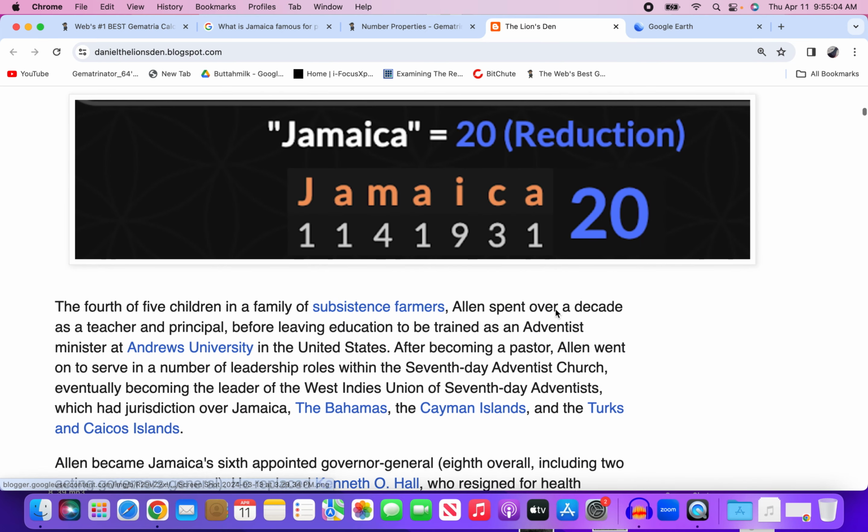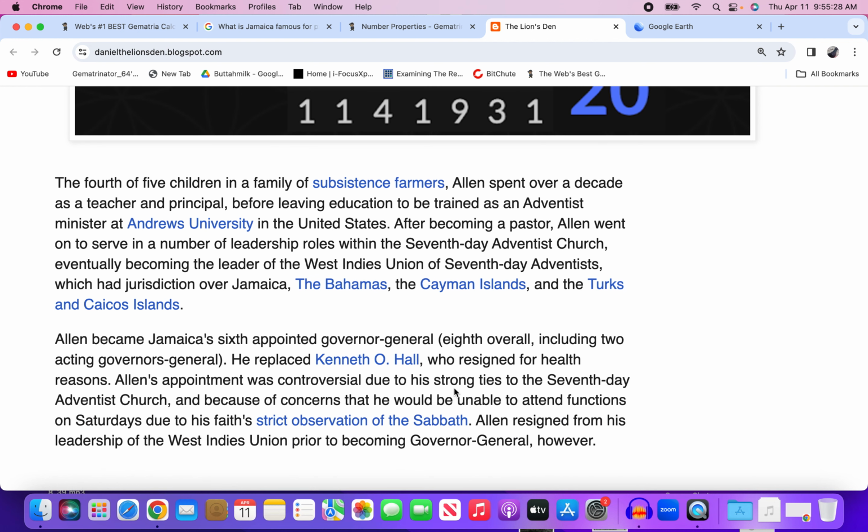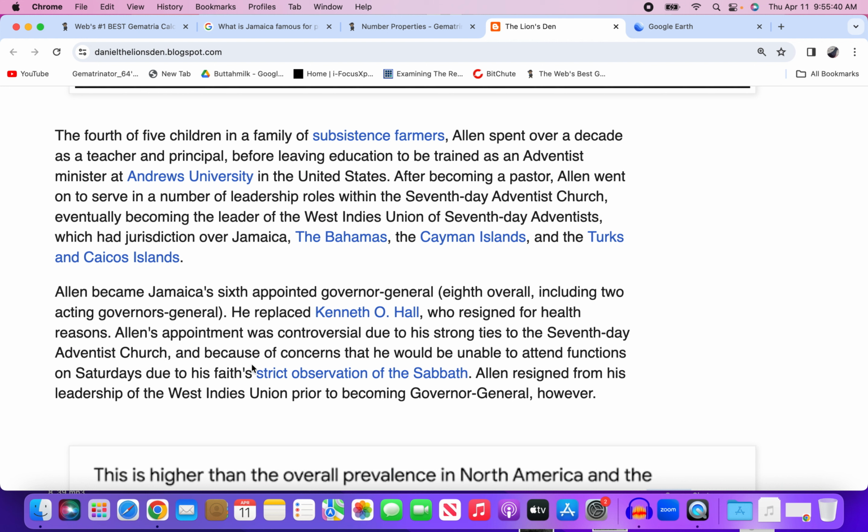So very interesting. The fourth of 5 children, from a family of subsistence farmers, Allen spent over a decade as a teacher and principal before leaving education to be trained as an Adventist minister at Andrews University in the United States. So he became a pastor, and he took a leadership role in the Seventh-day Adventist Church. He became Jamaica's 6th appointed Governor General, 8th overall, including 2 acting Governor Generals. He replaced Kenneth Hall. And there was some concern that he wouldn't be able to serve because he was a Seventh-day Adventist, and they don't work on Saturday. They consider that the Sabbath.